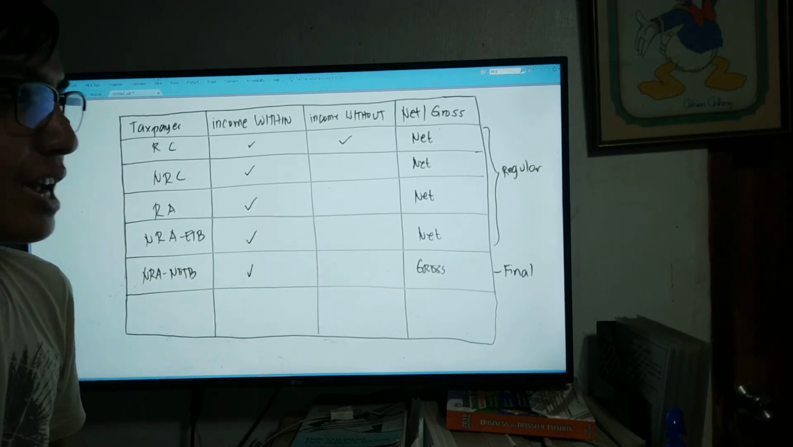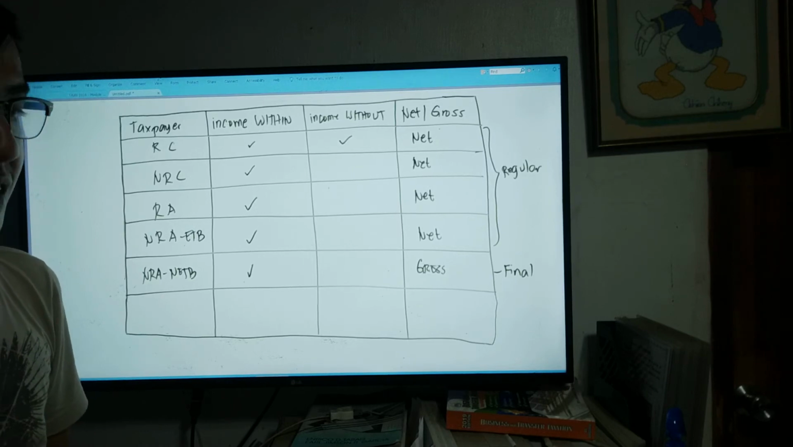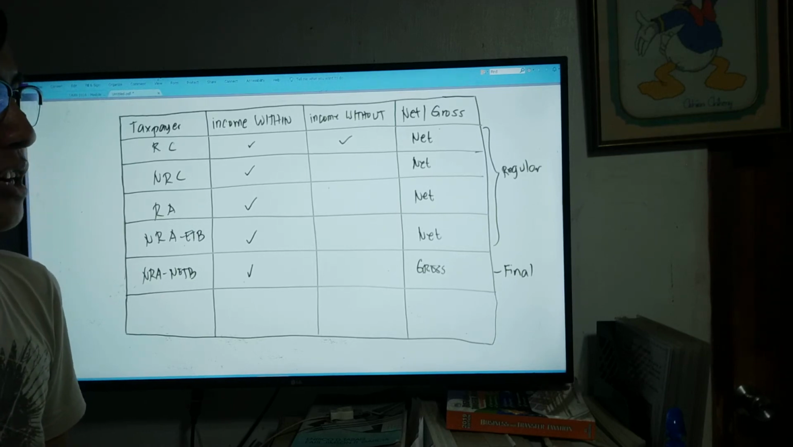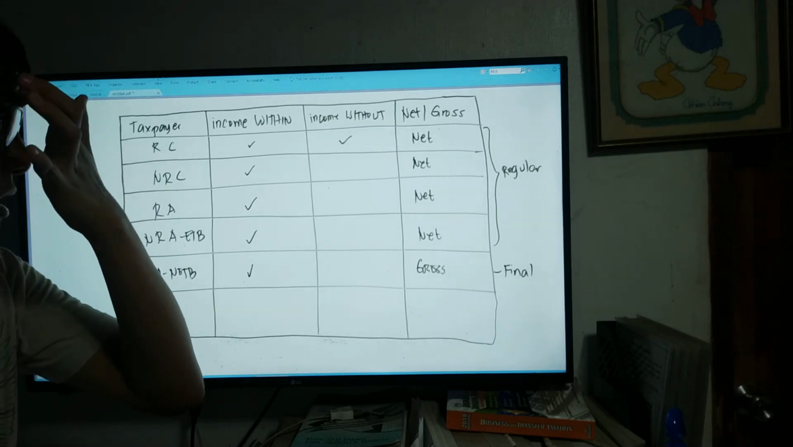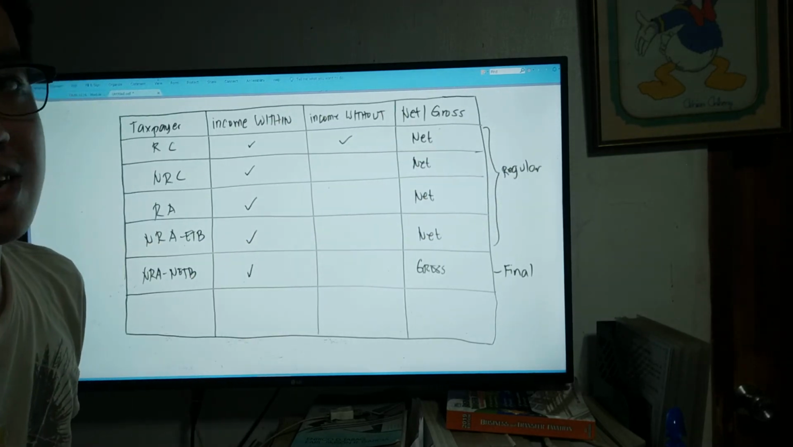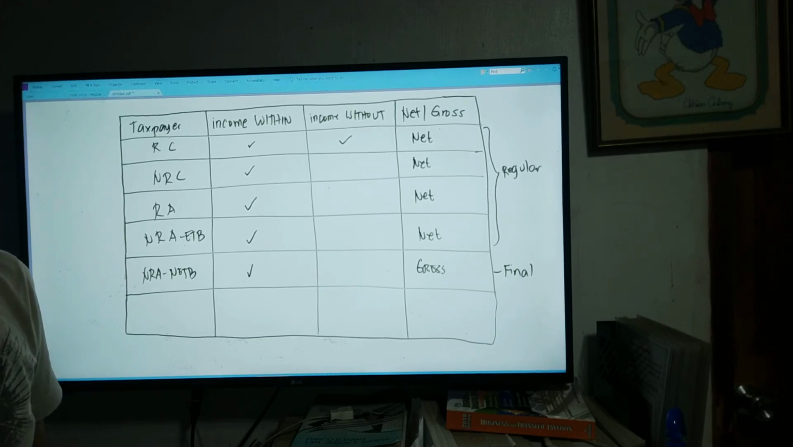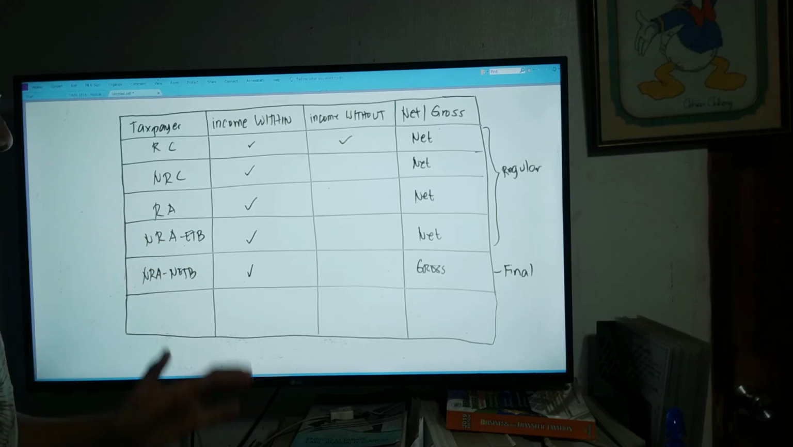Wala hong deduction. Ay, meron hong deduction, syempre. Okay? May deductions ho. May mga deductions for expenses, may mga deductions for other items that may not be taxable, ganyan, for example, di ba? And then, ang gagamitin hong taxation scheme is yung regular taxation scheme.